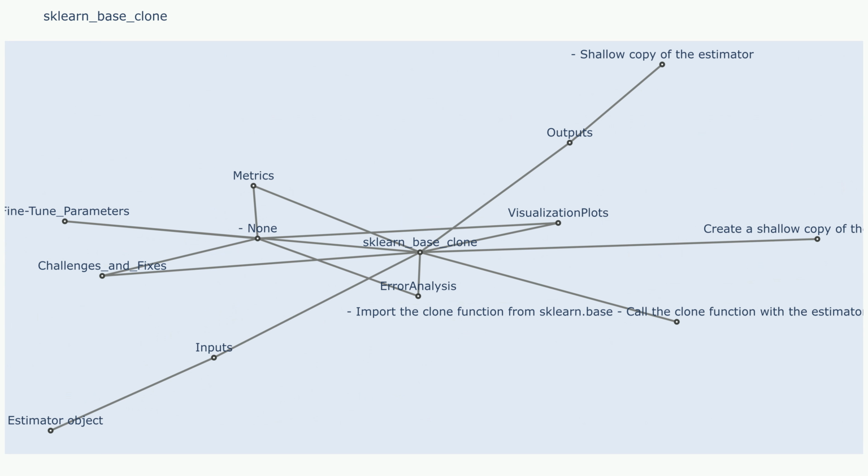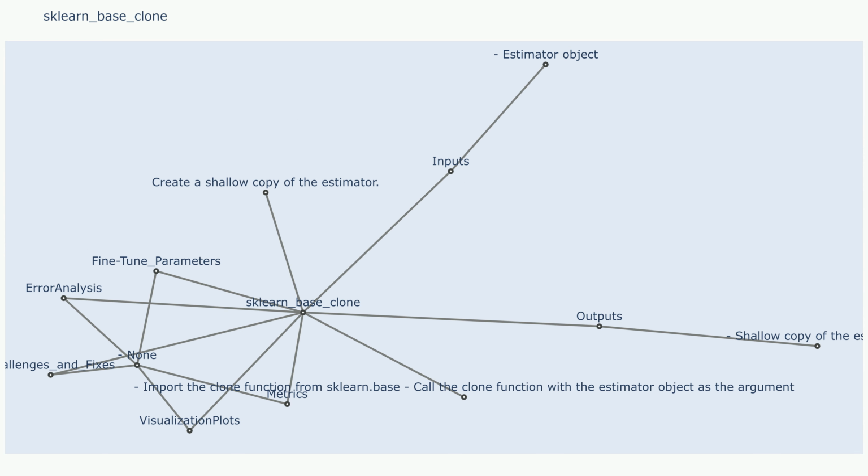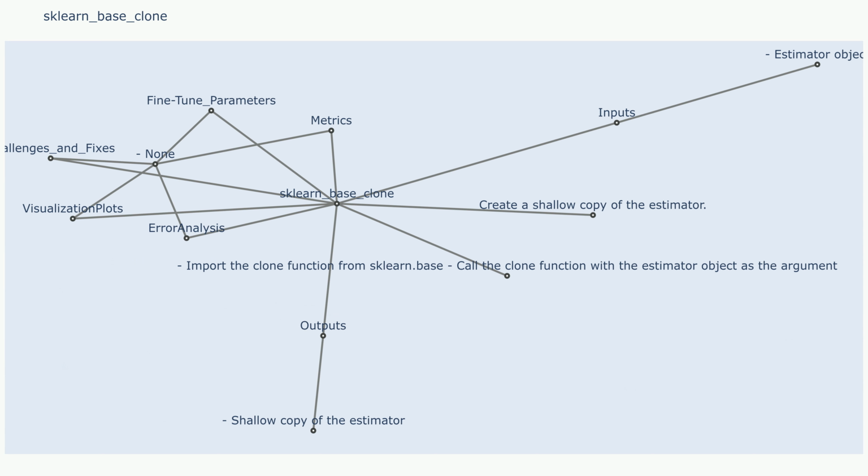Helpful for imbalanced datasets. Fine-tune parameters: none. The cloning process itself doesn't involve tunable parameters. Fine-tuning is done on the cloned estimator based on its specific hyperparameters. Uncertainty methods. Confidence intervals. These provide a range of values around the predicted output, indicating the uncertainty associated with the prediction. Bayesian methods. These approaches incorporate prior knowledge and update it with observed data to estimate the uncertainty in predictions.